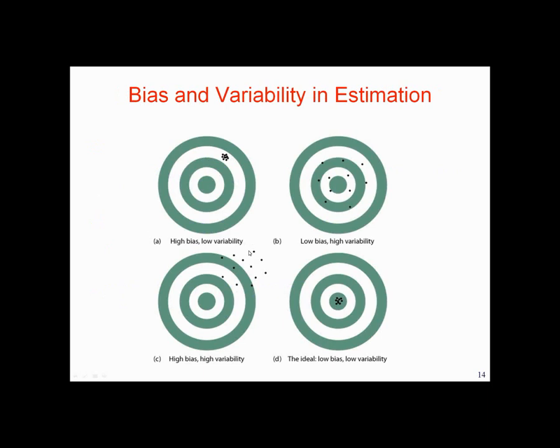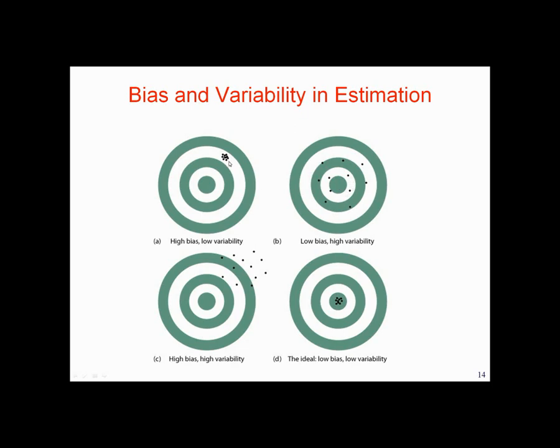Now, we can visualize this in this symbolic representation. At the lower right side, you see the perfect situation. You have very low bias because you are on the target, and you have very low variability, so it means that you have a very precise estimate of the quantity you are aiming at. On the right-hand side, in the top panel, you see the situation when there's low bias, because on average, if you would average the points, you would hit the target, but there's high variability because the points are really spread across the whole target.